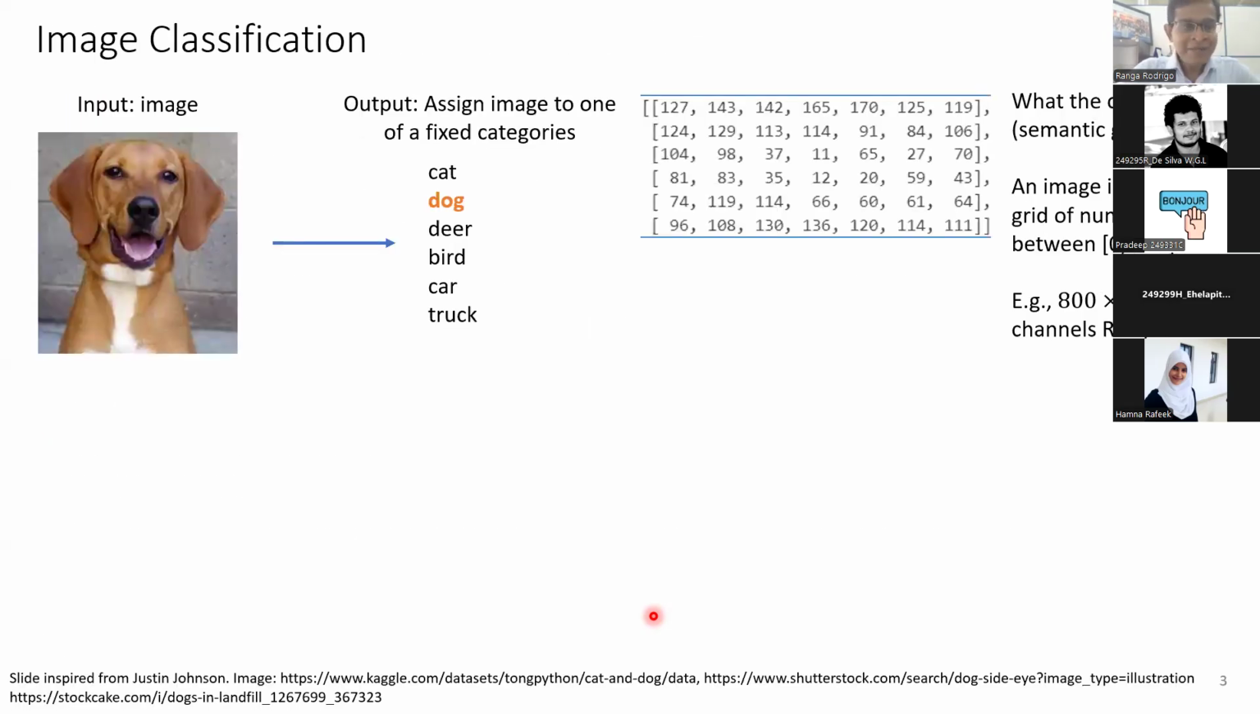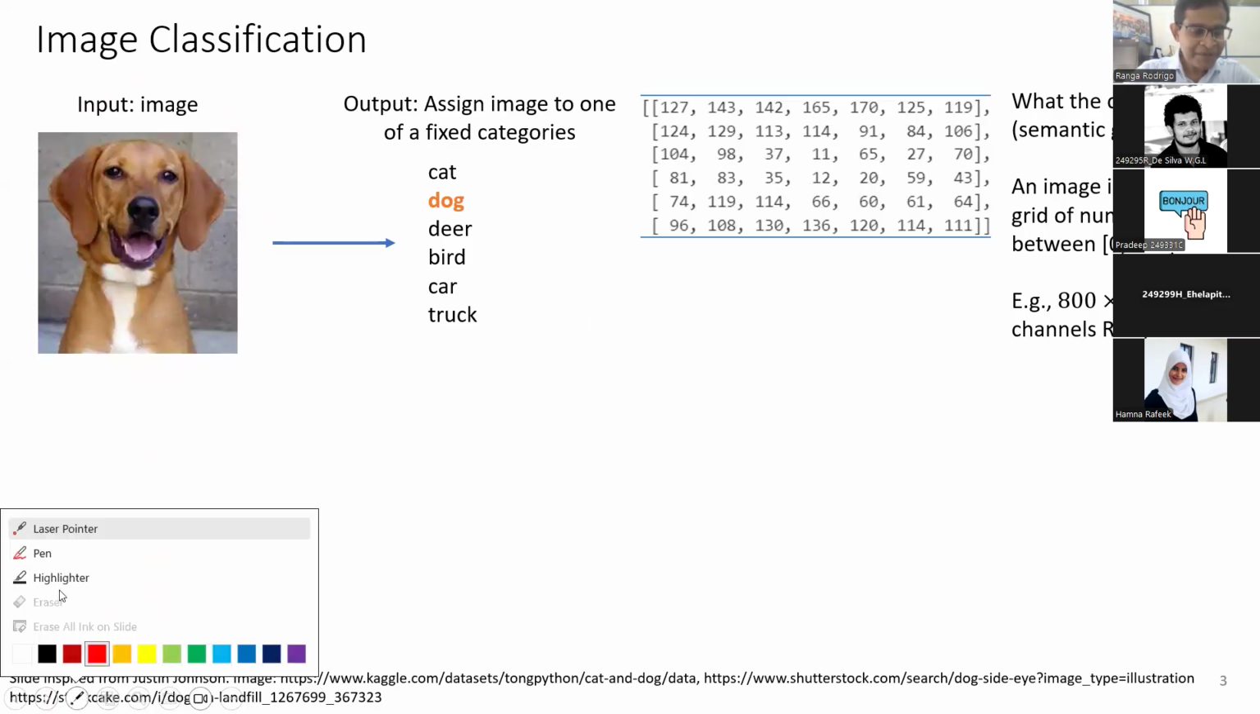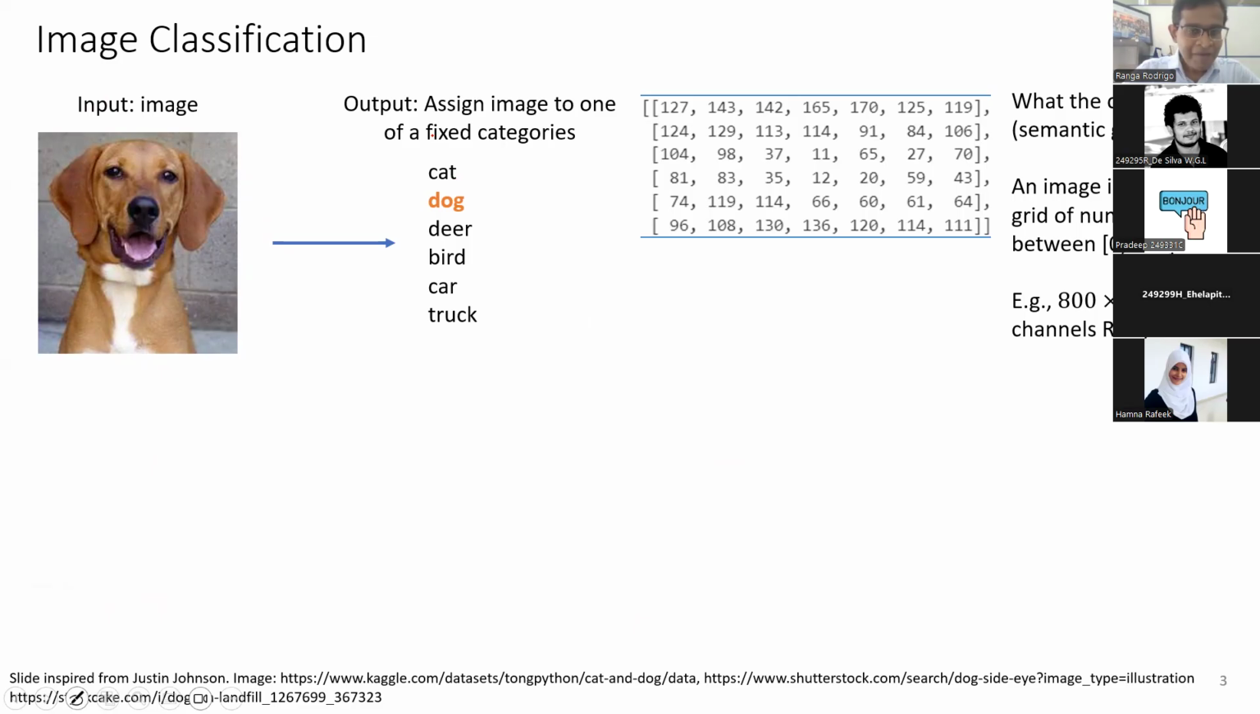Okay, so let's look at image classification. Now you can see there is an image of a dog. This image has that many pixels. What we want to do is, as the output, pick one of these classes. There are several classes: cat, dog, deer, bird, car, truck, and so on. And we want to pick one of them.